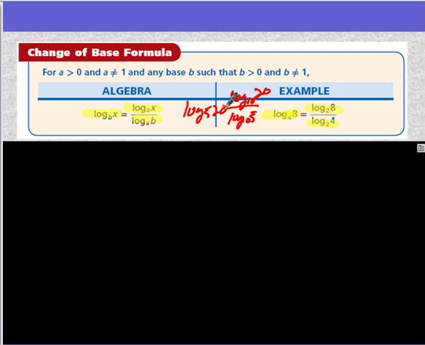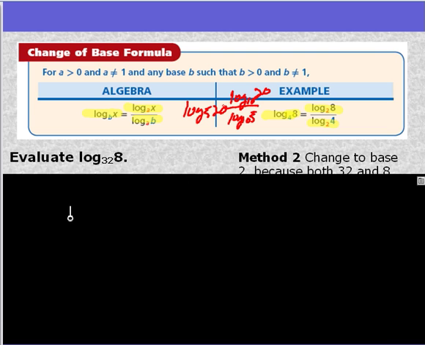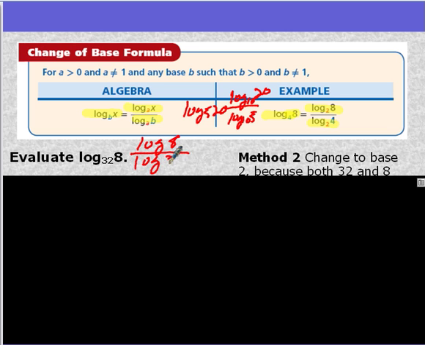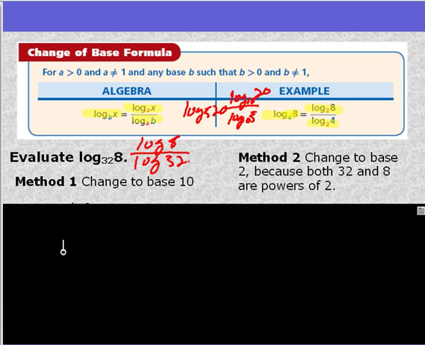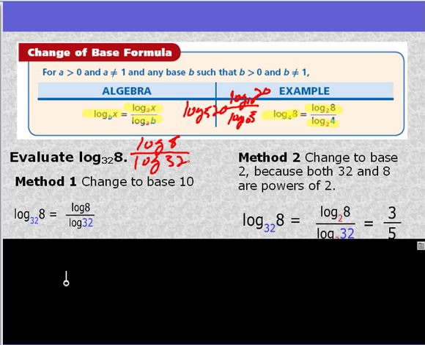Okay, evaluate log to the base 32 of 8. If I'm going to change the base, I would put in log of 8 over log of 32. Since there's no base, it's base 10, put it into my calculator, and you would get the answer. You can also figure this one out without a calculator, because we want to know 32 to what power is equal to 8.